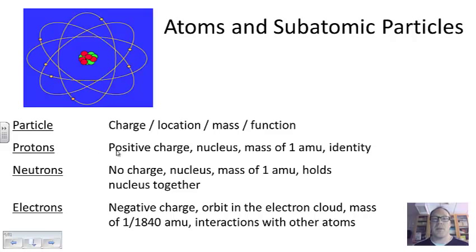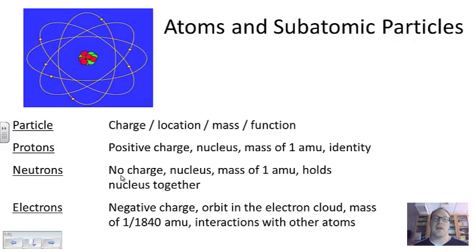Protons, of course, are particles that have a positive charge. They are found in the nucleus of an atom. They have a mass of what's called one atomic mass unit. And protons really determine the identity of the element that we're dealing with. So it's the number of protons that's really important to figure out what kind of atom you're talking about.